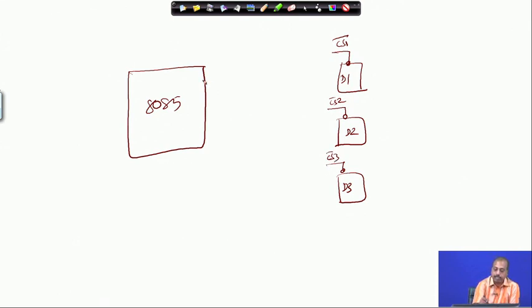The address lines generated from the microprocessor, the address bus, have to go through an address decoder, and accordingly it will generate a number of enable lines, and these enable lines are to be connected to the chip select lines.